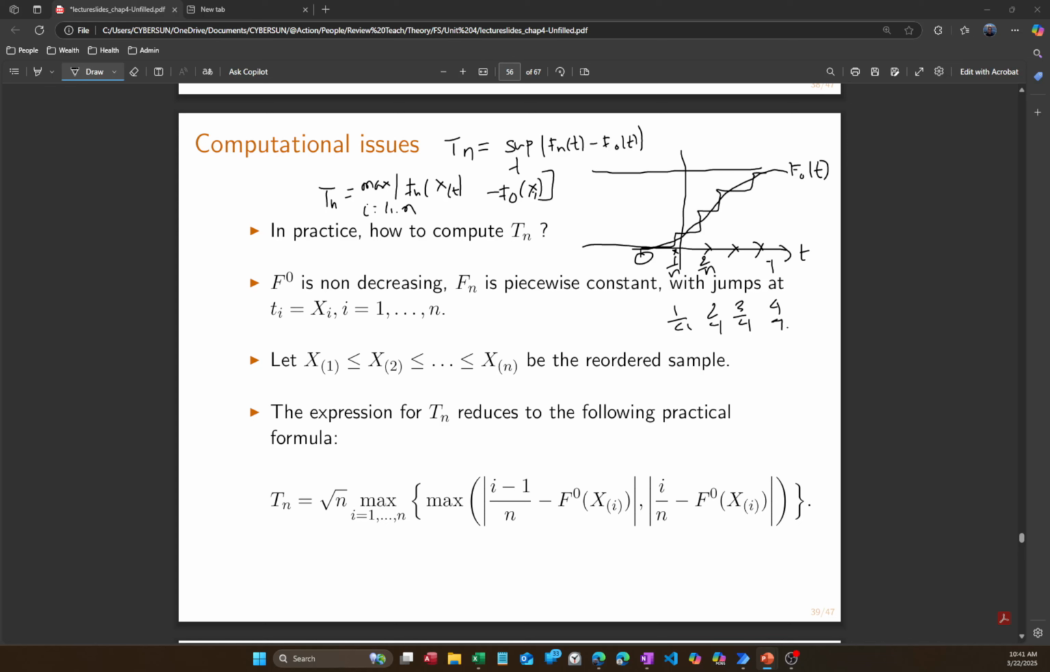In this presentation, we'll explore the process of finding the maximum discrepancy between the empirical distribution function Fn and the cumulative distribution function F0. This computation is essential in statistical hypothesis testing, and we will focus on practical methods of calculating the test statistic Tn and its relationship to the supremum of a Brownian bridge. Now let's dive into it.